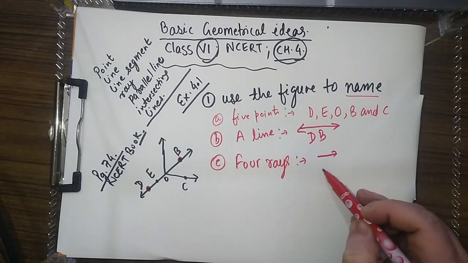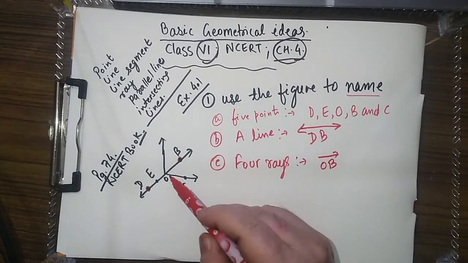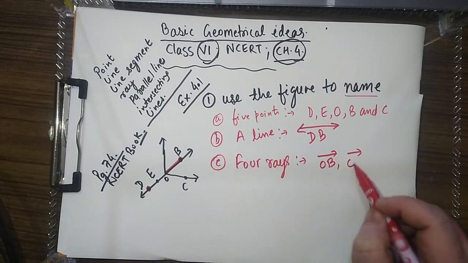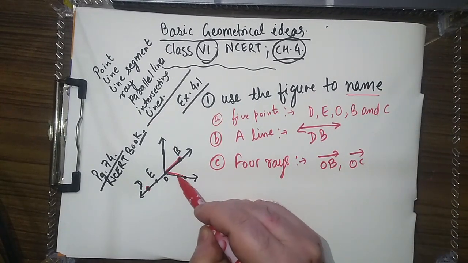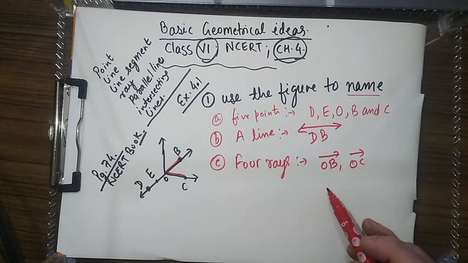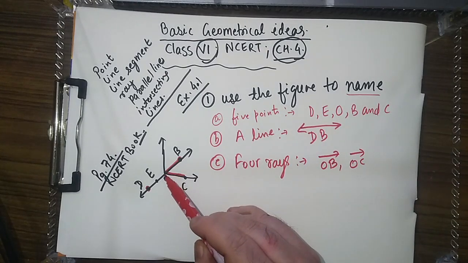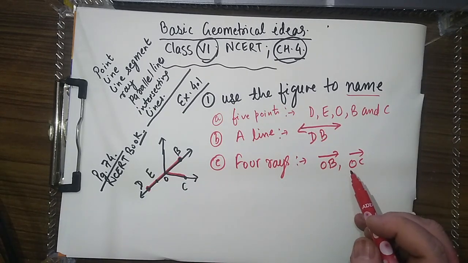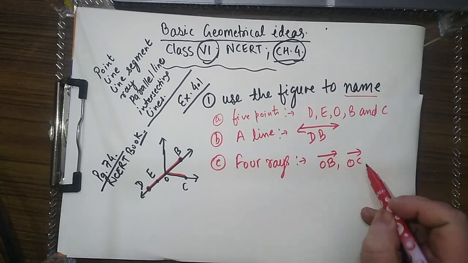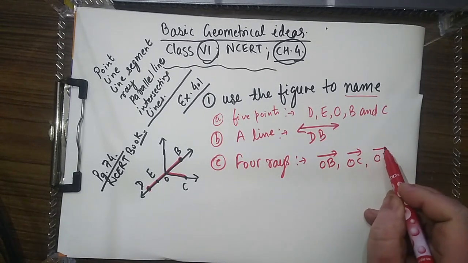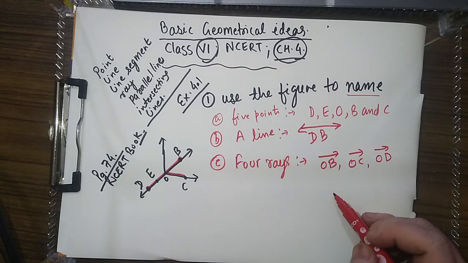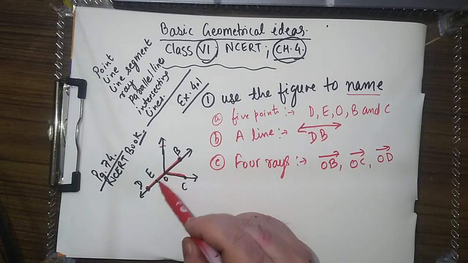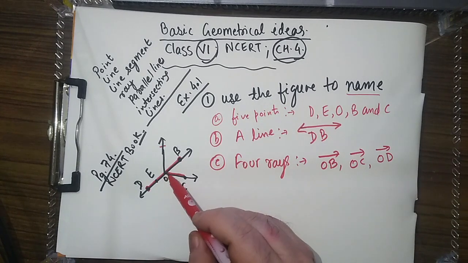ray OB, this one, ray OC, this one, ray OD, and there is one more ray which is not named. So you can either name this one, or you can write OE. OE is also a ray which is a part of OD.